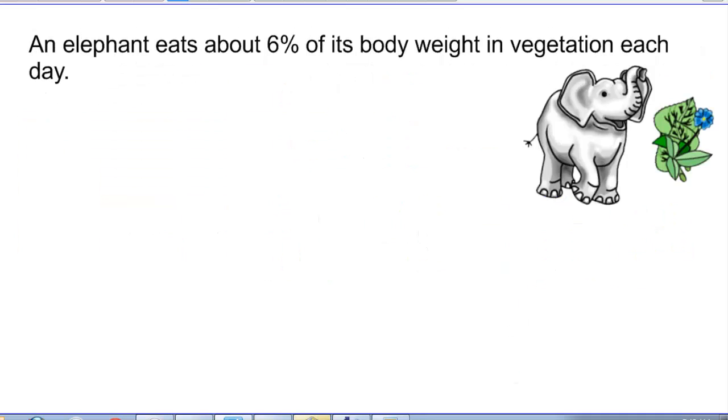An elephant eats about 6% of its body weight in vegetation each day. So what if I want to take that 6% and think about what it is as a fraction, and then also what it would be as a decimal? Well, it's pretty easy to think about changing a percent to a decimal again, because remember that percent means how many hundredths, or out of 100, and that's going to help us write this as both a fraction and a decimal.